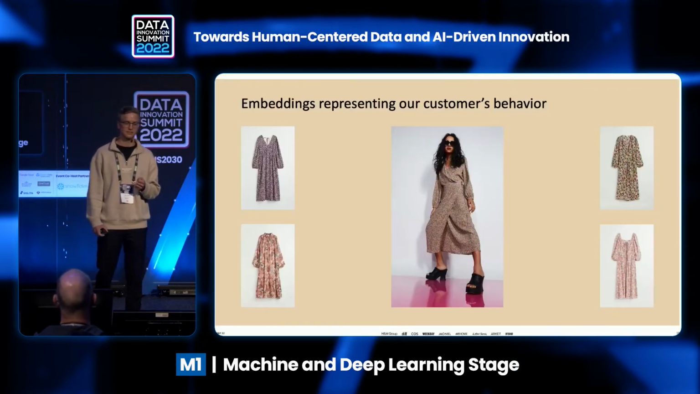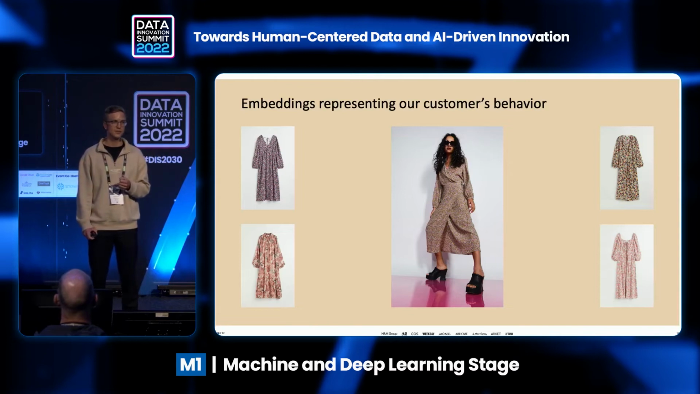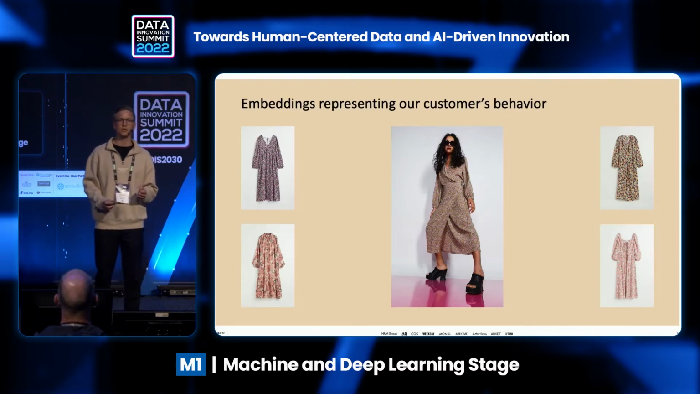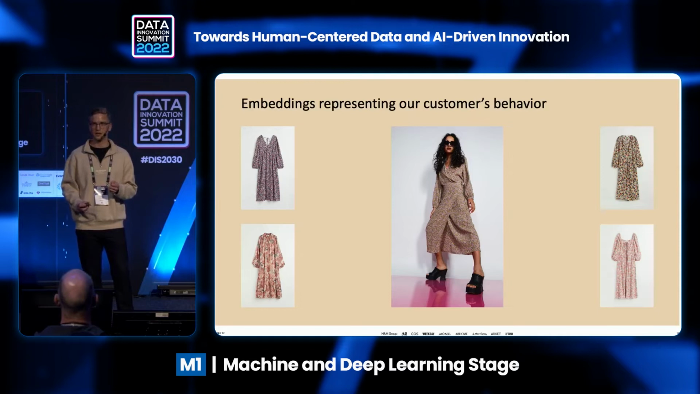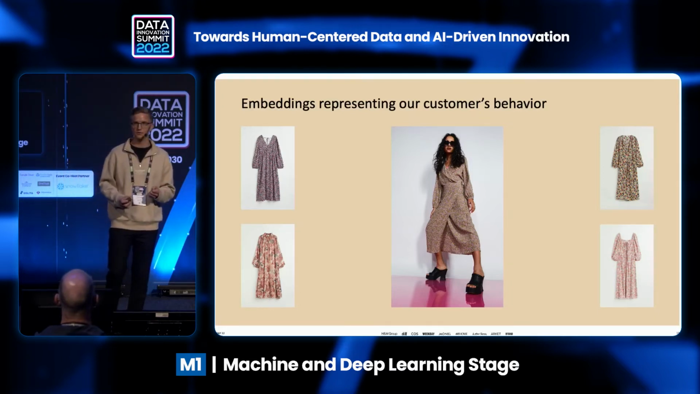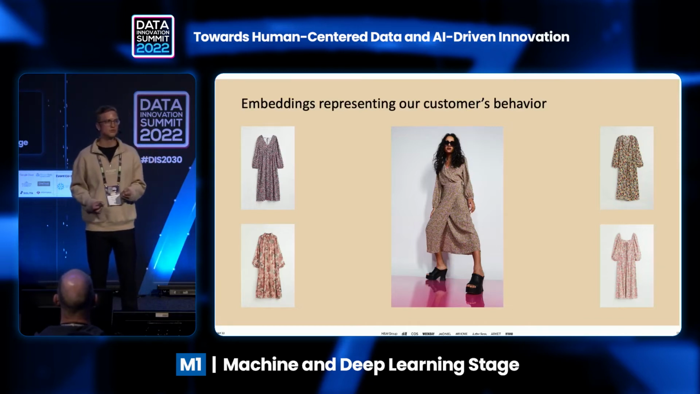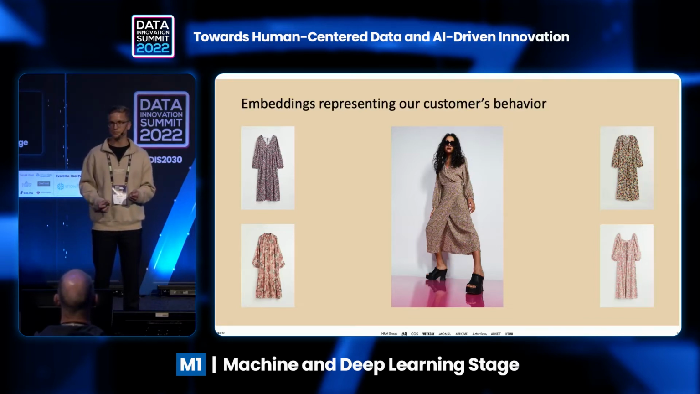It can look something like this, where you see the dress in the middle, and here you see some recommendations. In this case, we want to create an embedding space which captures similarity. And then a good question is, how do we define similarity? It's based on what our customers define as similar.